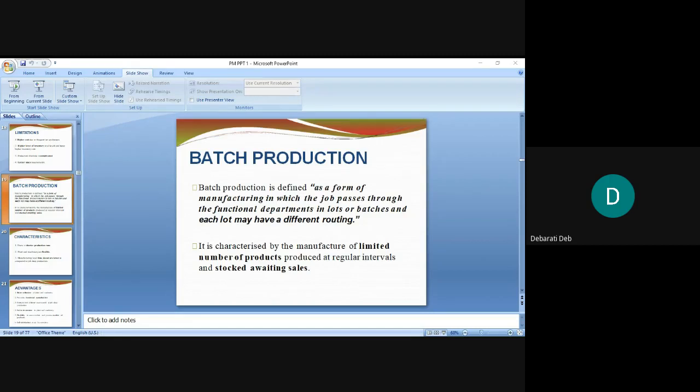So in batch production this will happen. It is characterized by the manufacture of a limited number of products produced at regular intervals of time.